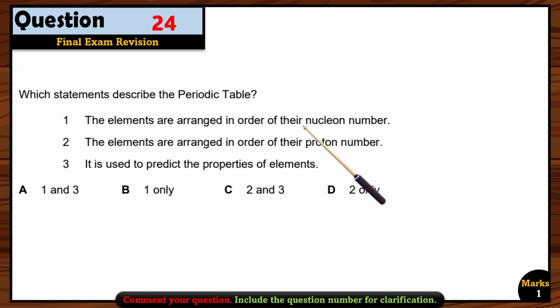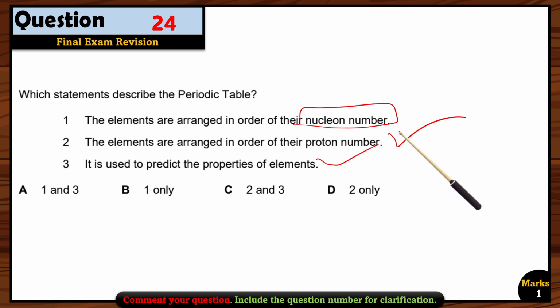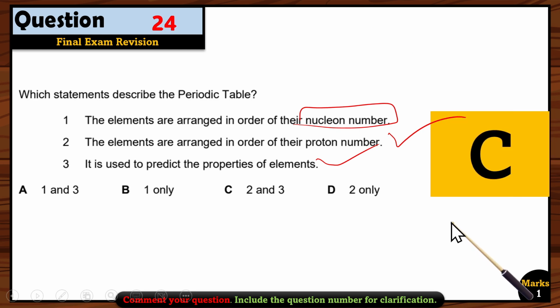The elements are arranged in order of their nucleon number. Again wrong, because this is the atomic mass, right? So not nucleon number. Let's see, the elements are arranged in order of their proton number. Yes, that's the right option. It is used to predict the properties of elements. Yes, why have we arranged the elements in a periodic table? Because it is helpful for us to predict the properties of different elements when they are arranged in groups or periods. So that's the main function of the periodic table. So options 2 and 3 are right, which means option C is correct.